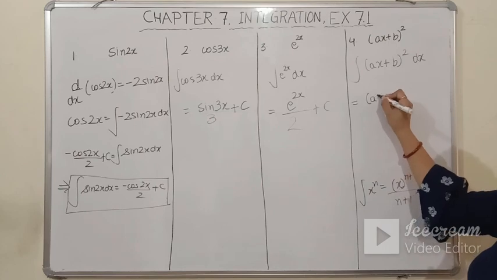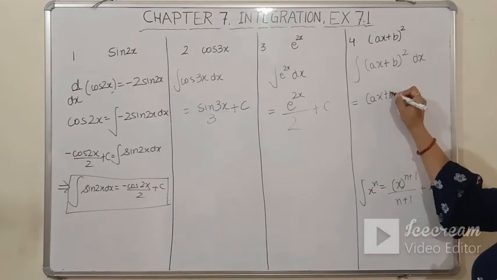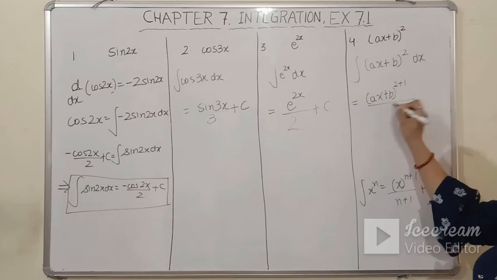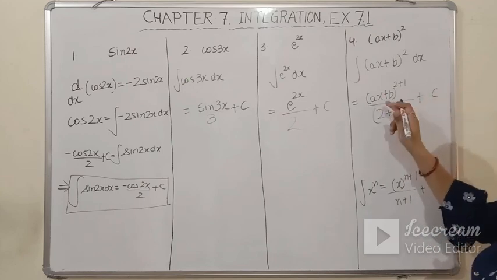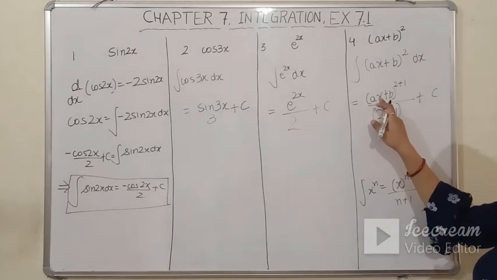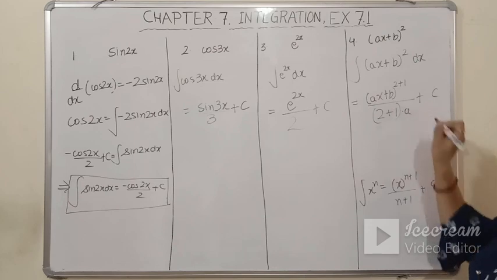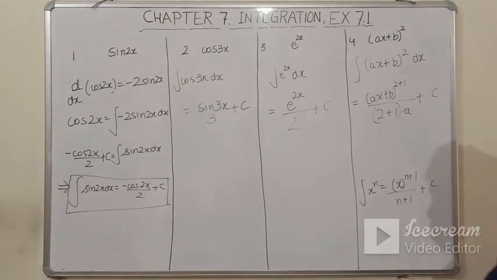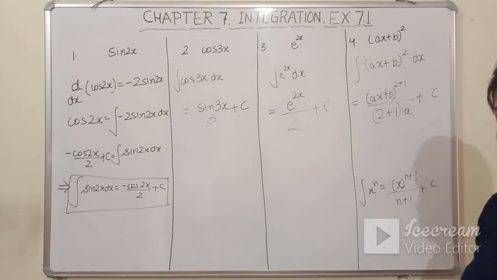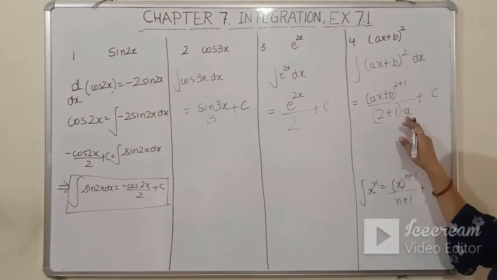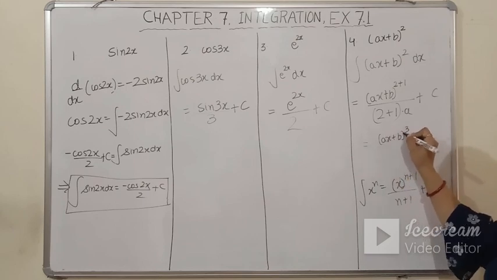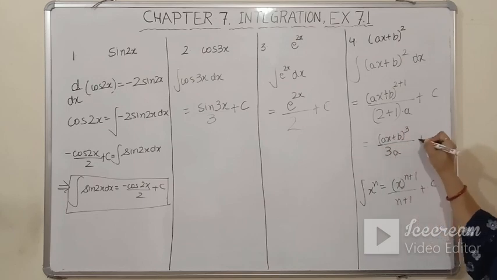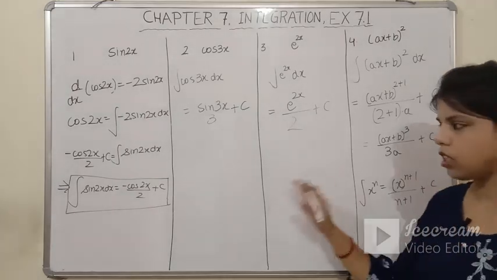Using the same formula, (ax plus b) raised to power n plus 1, that is 2 plus 1, upon 2 plus 1, plus c. But I also told you that you have to take the coefficient of x in the denominator. Here the coefficient of x is a, so a will come in the denominator, because in differentiation it comes in multiplication, so in integration it will come in division. So the final answer is (ax plus b) whole cube upon 3a, plus c. I hope that you understood all these 4 questions.